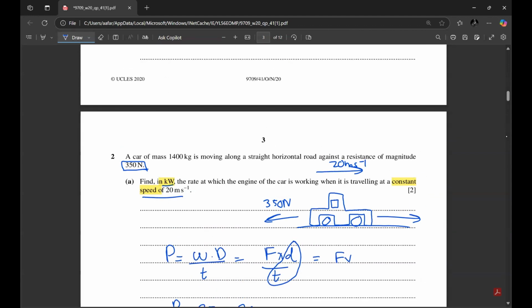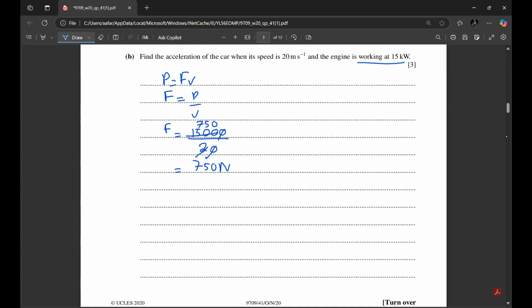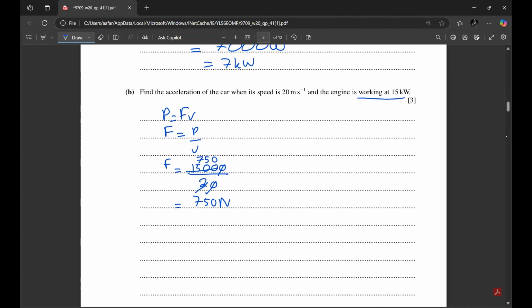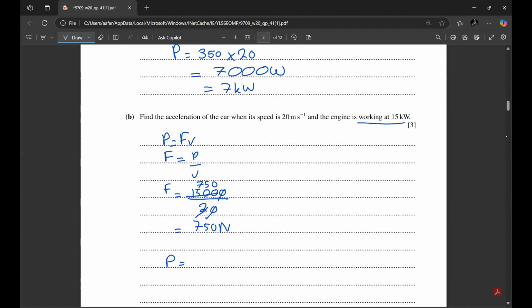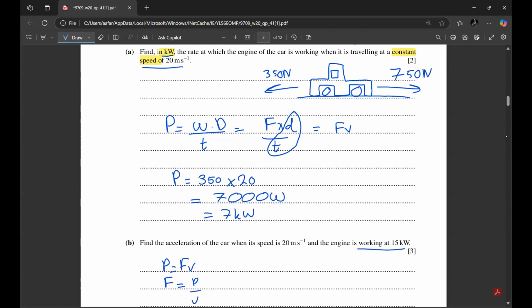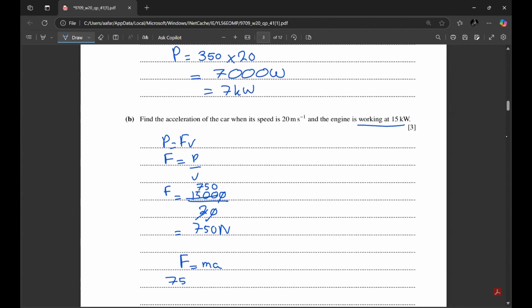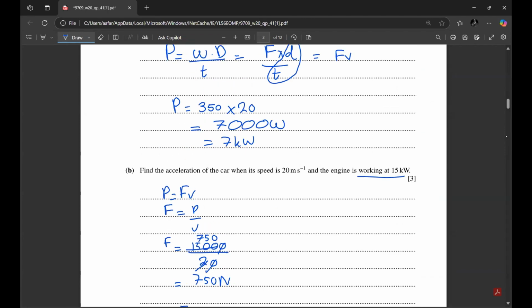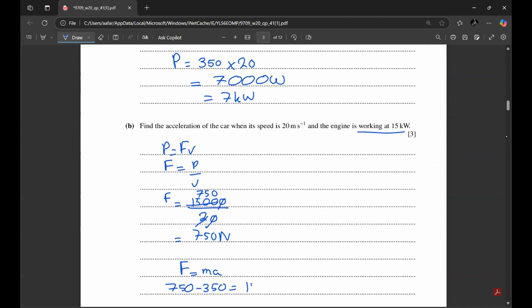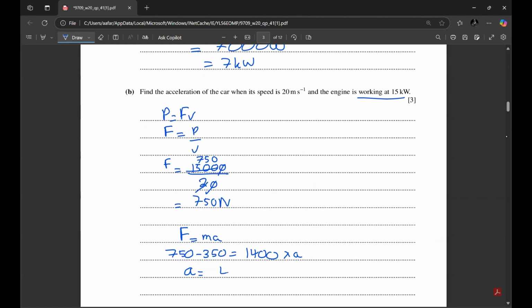Now the driving force has changed to 750 Newton. So now we just put the, sorry, F is equal to ma. The resultant force is 750 minus 350 is equal to mass, which is 1400 kg, into acceleration. So acceleration will be 400 over 1400.